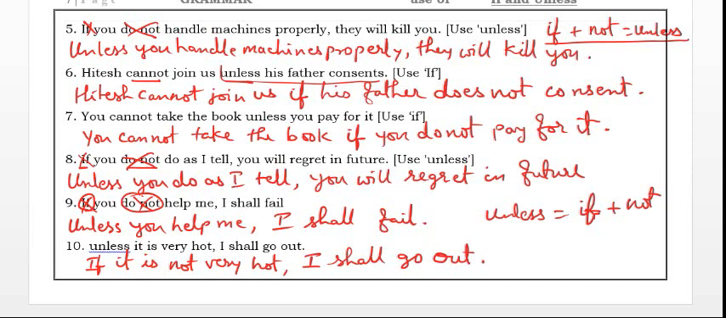So here our sentences end. I hope this will help you to understand the topic if and unless. Thank you.